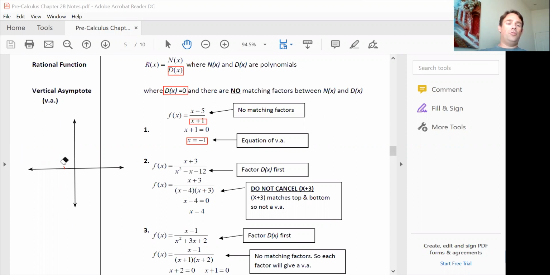Likewise, sometimes it's not as simple as just figuring out what makes our denominator equal to 0. For instance, if you notice here, on the second one, we have a vertical asymptote at 4. However, x plus 3 would not be a vertical asymptote because it also has that factor in the numerator. If the factor is in the numerator and the denominator, that's how we get the value of a hole. So we still set our factor in the denominator equal to 0, and we find a vertical asymptote of 4.